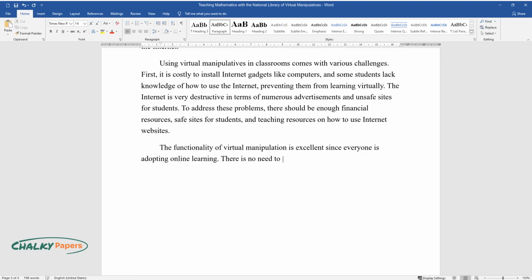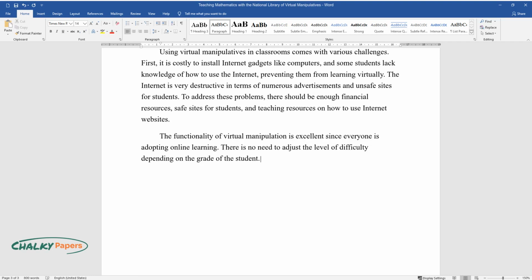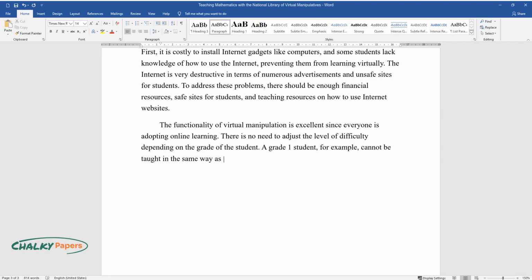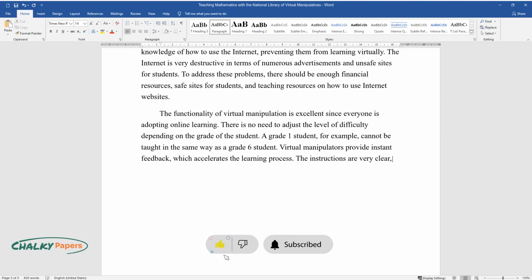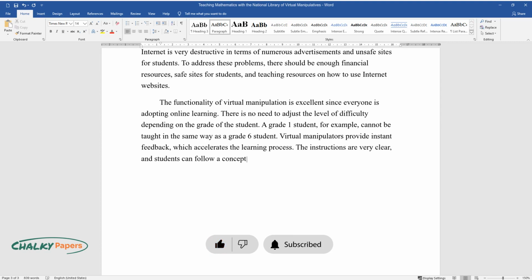There is no need to adjust the level of difficulty depending on the grade of the student. A grade 1 student, for example, cannot be taught in the same way as a grade 6 student. Virtual manipulators provide instant feedback, which accelerates the learning process. The instructions are very clear, and students can follow a concept step by step.